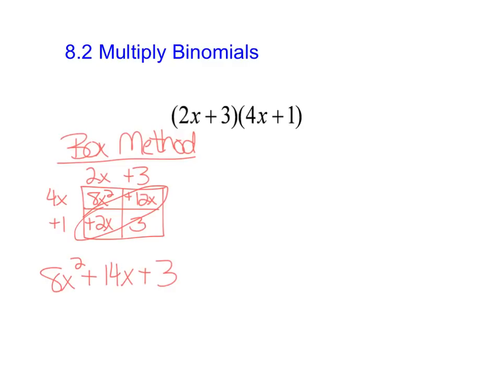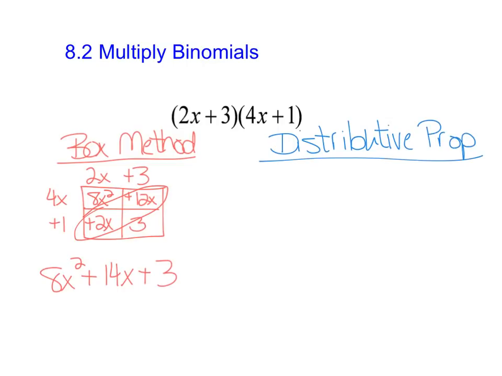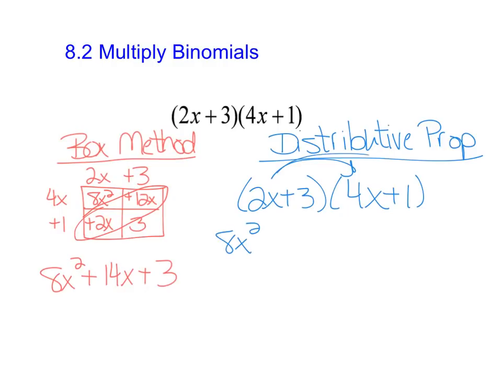That's way number one. And the other way is just going to be what we looked at in the first part of this section. We're going to look at the distributive property. So here we're going to write the two binomials side by side, and we're going to do exactly what we did in class. We're going to do 2x times 4x. We get 8x squared. 2x times 1 is 2x. Then we're going to distribute the 3. 3 times 4x is 12x. 3 times 1 is 3.